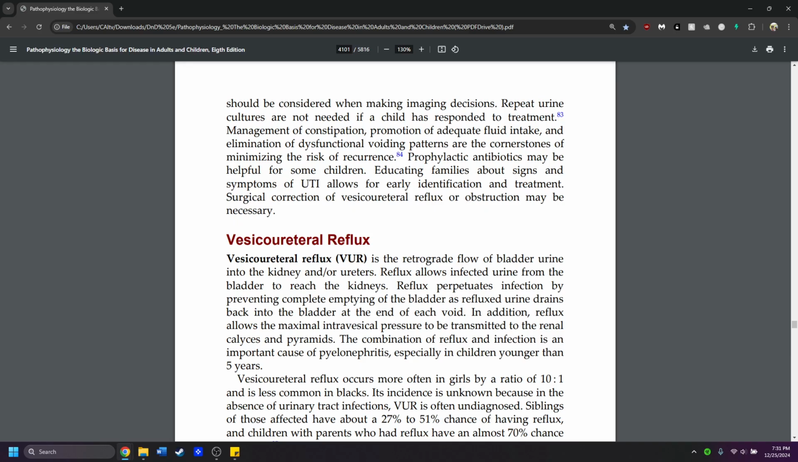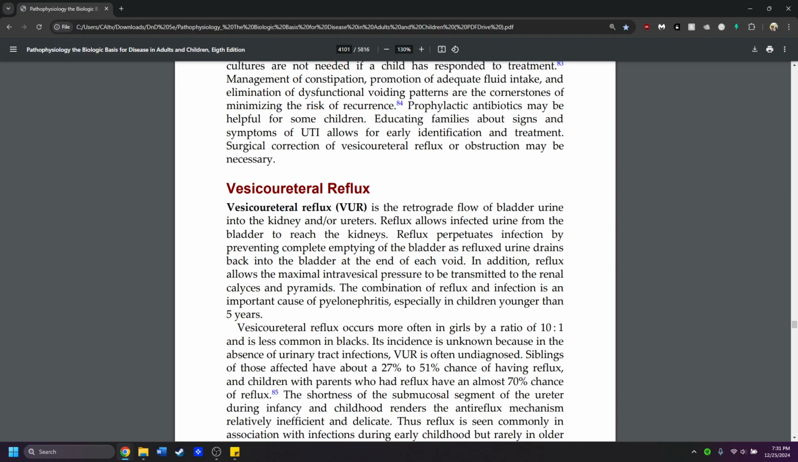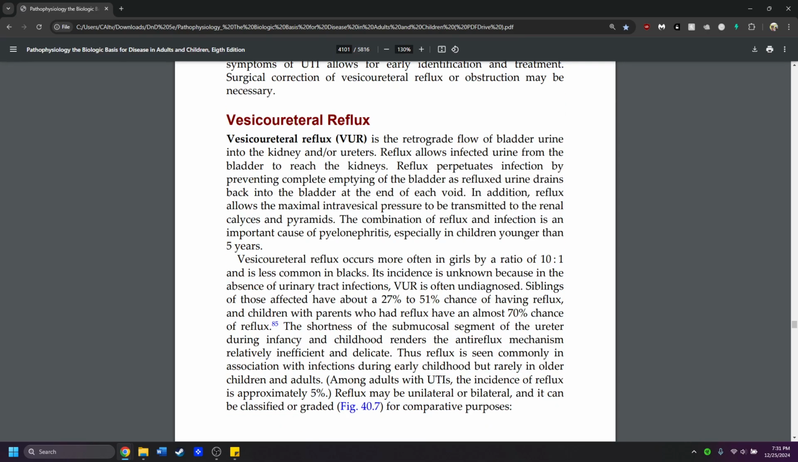Management of constipation, promotion of adequate fluid intake, and elimination of dysfunctional voiding patterns are the cornerstone of minimizing the risk of recurrence. Prophylactic antibiotics may be helpful for some children. Educating families about signs and symptoms of UTIs allows for early identification and treatment. Surgical correction of vesicoureteral reflux or obstruction may be necessary.